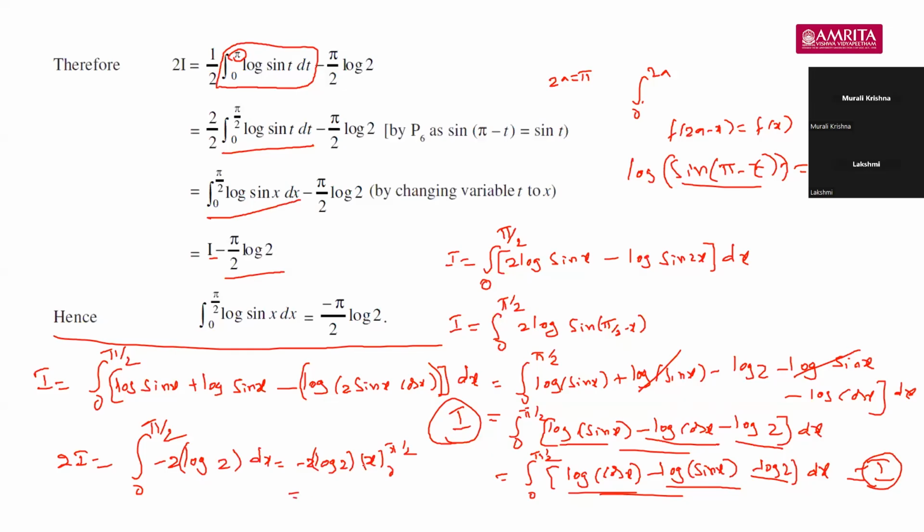And this answer is pi by 2 minus 0, minus 2 log 2 into pi by 2. 2 gets cancelled. Minus pi log 2 is the answer. I'm sorry, this is the answer for 2I. So therefore, I is equal to minus pi by 2 log 2. Hope you are satisfied, I guess. Yes, sir. Thank you very much, sir.